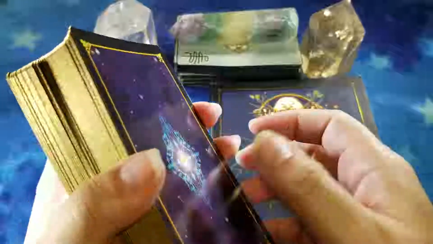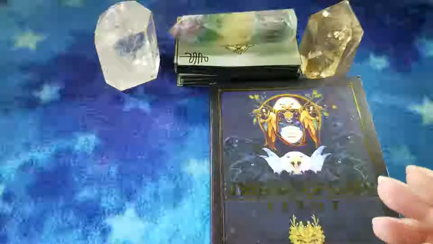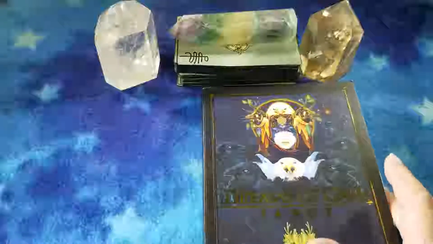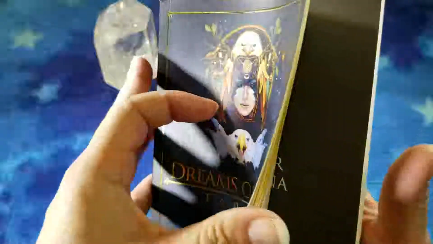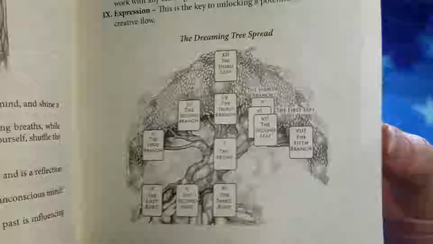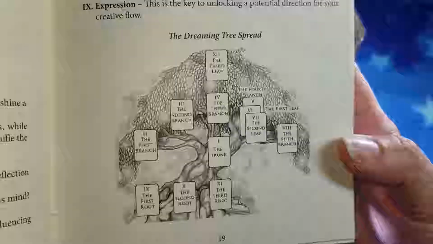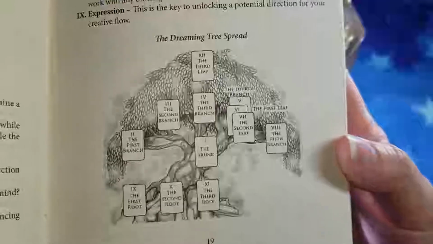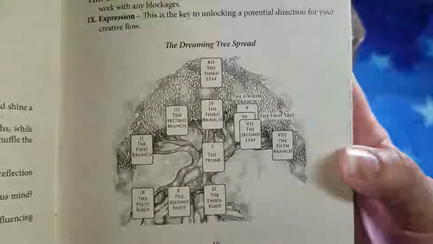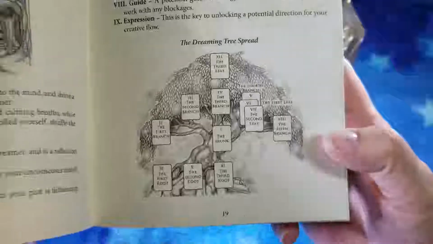So I personally like this deck, and that leads me to why I'm going to go through this spread with you, because I really like this spread. This is a very well written book, by the way. I really like how this book is written. So the spread that we're going to go through is called the Dreaming Tree spread. Okay, and there are 12 cards in this spread, and we're going to go through each one and what they mean and stuff like that.